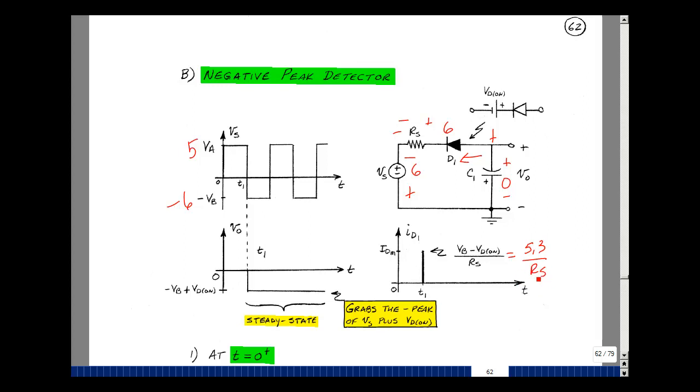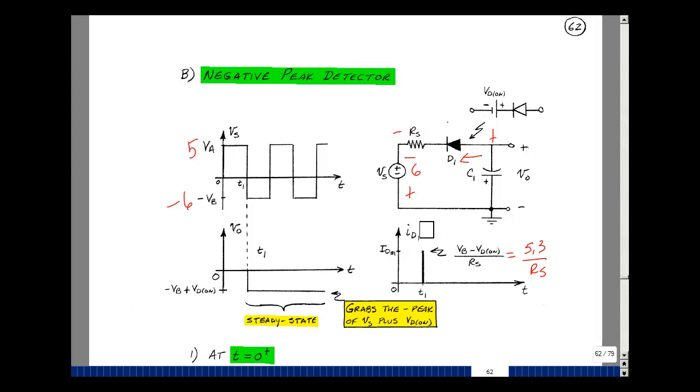If R sub S is small, this can become a really large spike in current, and that can cause this capacitor to go from one value to another. But again, it's in 5 time constants, so it depends on the scale that we're looking at for the time axis. So now we're going to wait until steady state, which will occur pretty quickly, and try to figure out where this voltage is going to go to.